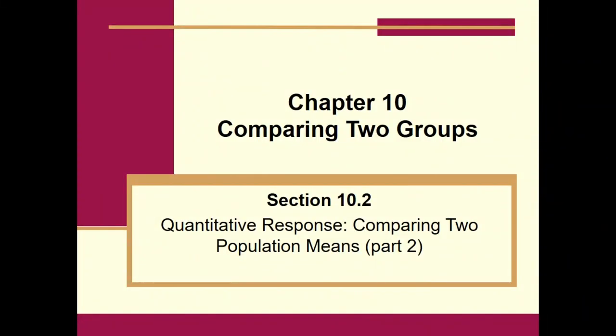Good day, stat students. So today we're going to look at section 10.2, and we're going to look at specific problems with regards to looking at and comparing two population means, and that means we're going to be running a two-sample t-test because the two groups were independent of one another.